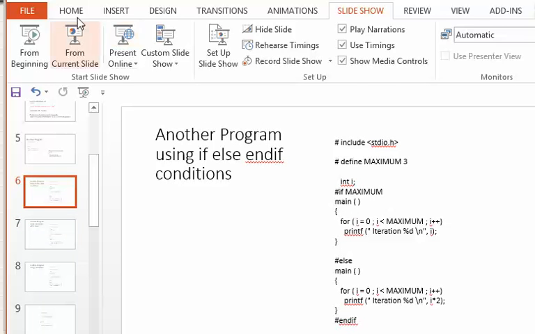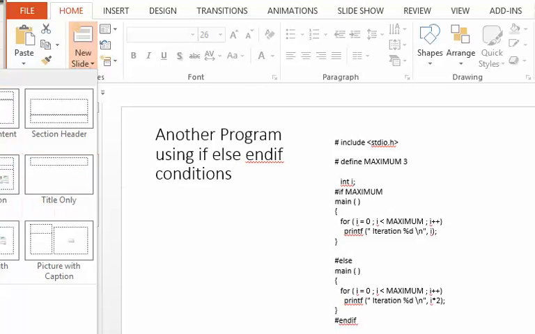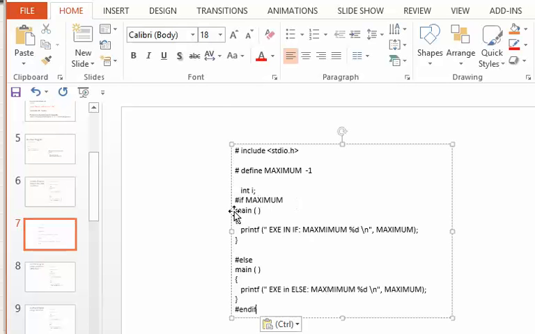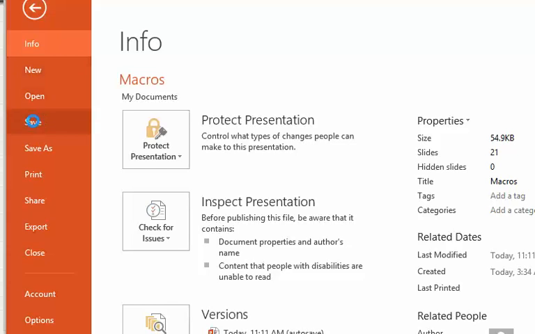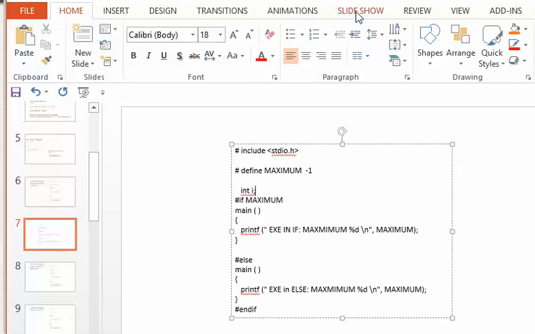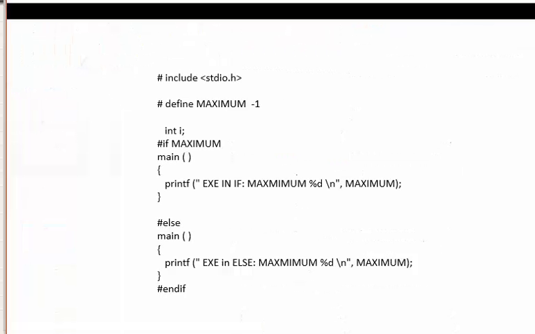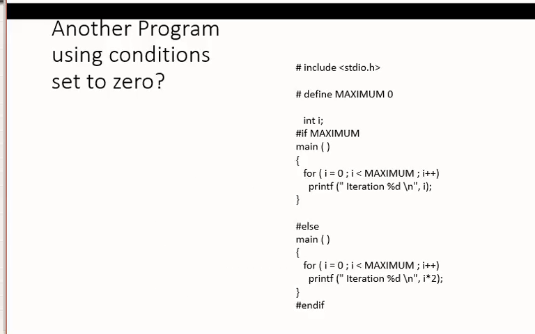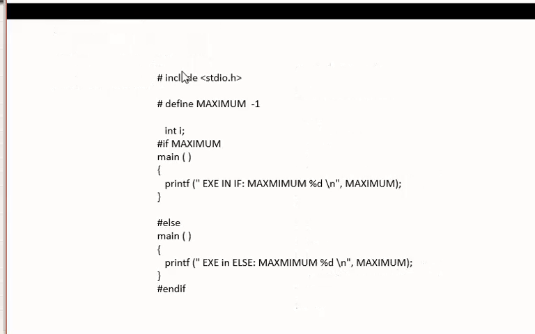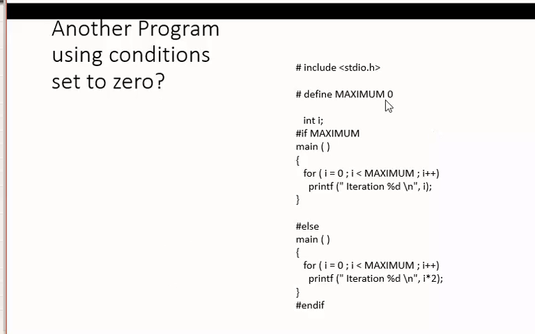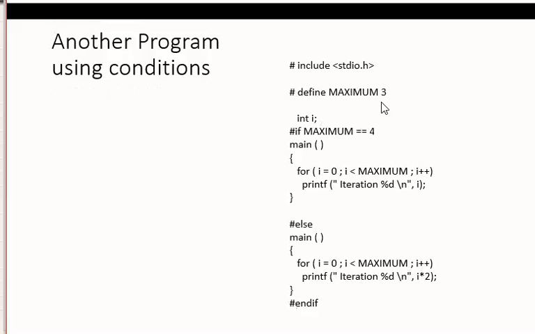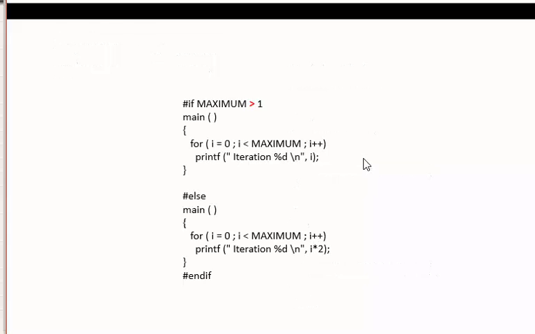Let me include it here. Let's go back to our slides. It's the same as the previous slide. You change to different values of MAXIMUM, you will know what I'm talking about. Same equal conditions that we did in the past. I've used the greater than symbol here.